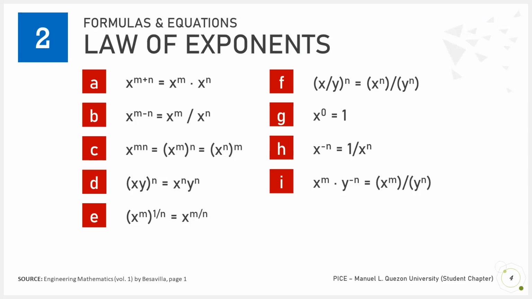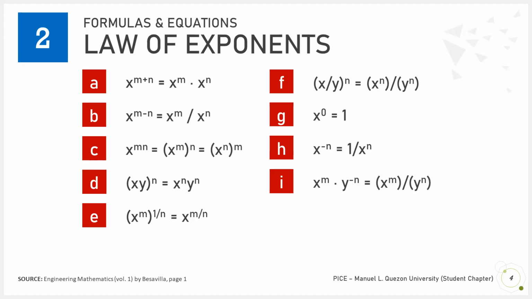So if we want to separate the exponents by a parenthesis, for example, we can put m as the inner exponent and n as the outer exponent, or vice versa. We can put n as the inner exponent and m as the outer exponent. For letter D, again, it's distributive property. If we have two different variables, for example, inside the parenthesis, and there is an outer exponent, we simply distribute the outer exponent doon sa dalawang variables sa loob ng parentheses.